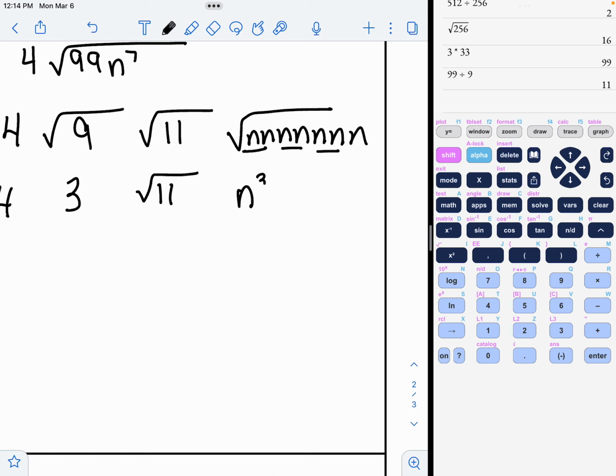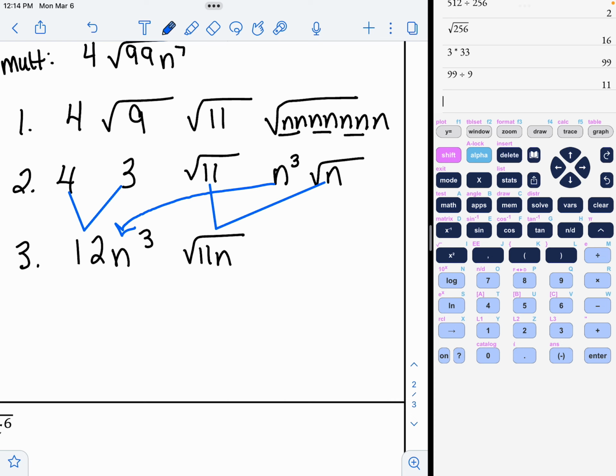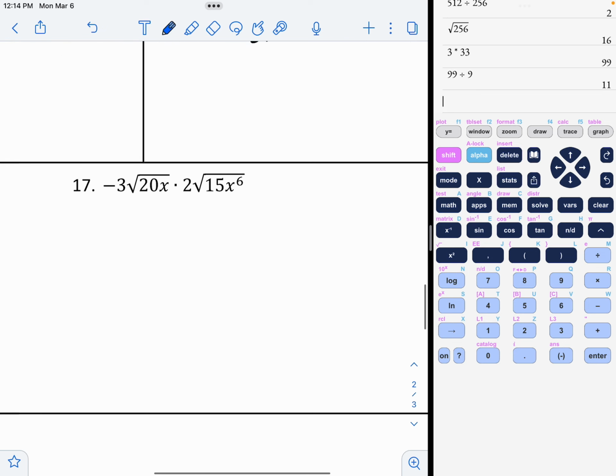So I see 3 pairs of n's with 1 left over. My final answer is the 4 times the 3, which makes the 12. The n to the 3rd goes behind it, and then the square root of 11 and n. Now this one has a lot going on, so I'm just going to show you that the 4 and the 3 became the 12. The n to the 3rd goes in with it. The 11 and the n stay inside. So the things on the outside join together, and then the things on the inside join together.